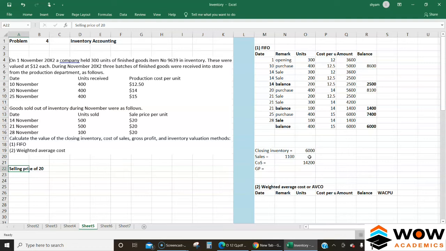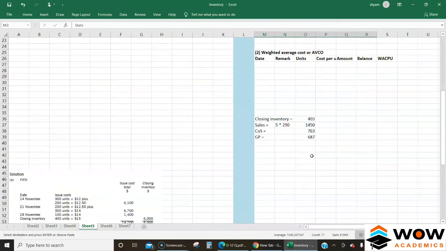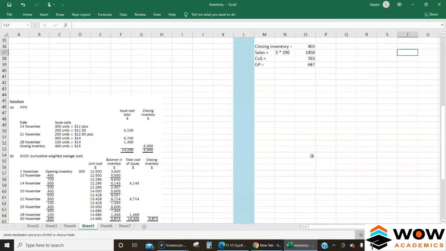So if you assume like that, 20 rupees into, if you put this, we will get the, okay, so our GP would be 7,800. Okay, so that's about this problem. So if we do this for average, okay, there is an answer here. So let's see the answer.